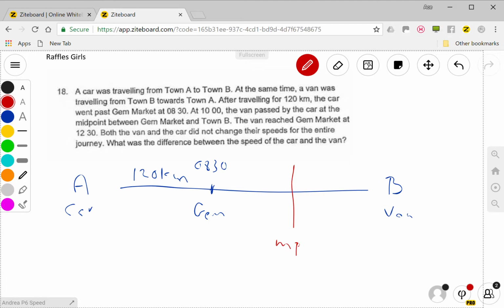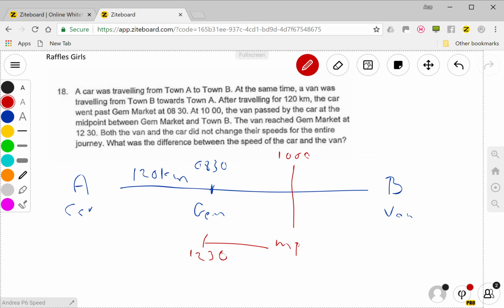Okay, and this is at 10 o'clock. Okay. Yeah, correct. Okay, so the van reached Jam Market at 12:30. So we are going to have another line from 10 to here. Red color is for the van. It's at 12:30, like this. So both the van and the car did not change the speed.